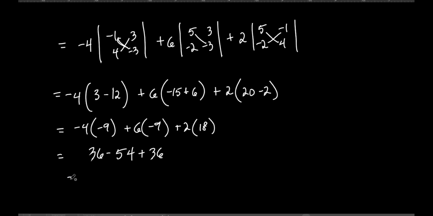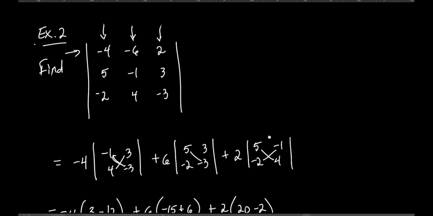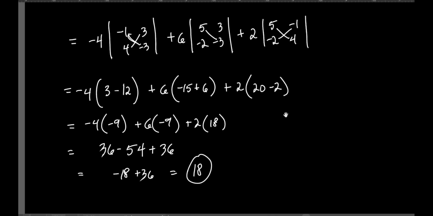So, however you want to do it, I think that's negative 18. This is how I did it. That's negative 18 plus 36, and that is positive 18. So there you go. You just found your first determinant of a 3x3 matrix. Yeah, it really isn't difficult. You just got to know the method, right? You got to know what to do. What to multiply, what to subtract.